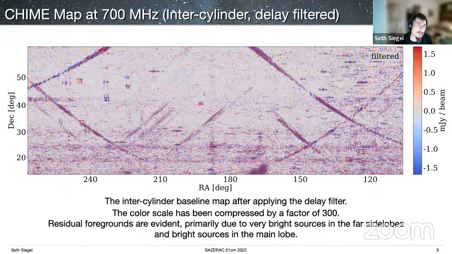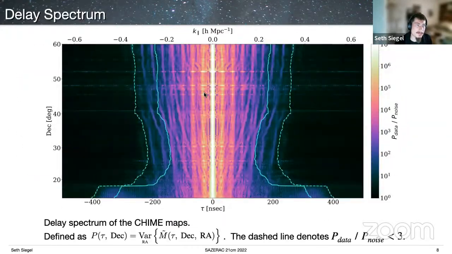And just to highlight what I mean, this is the delay power spectrum. We need to be measuring this regime where we're currently dominated by foregrounds, because our dominant systematic is foreground leakage due to our primary beam pattern.